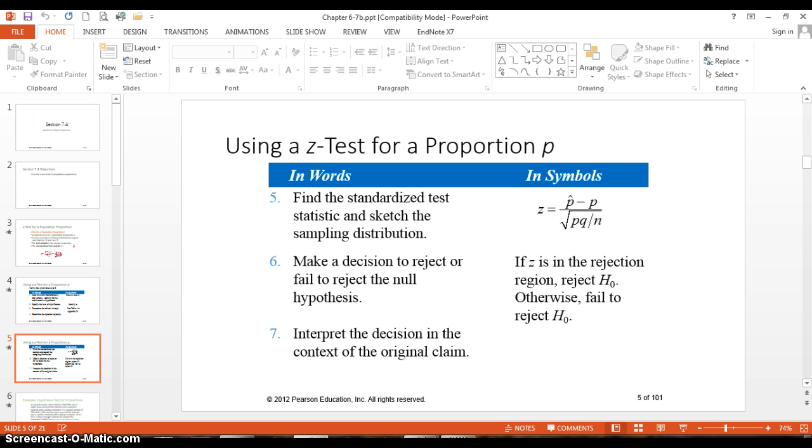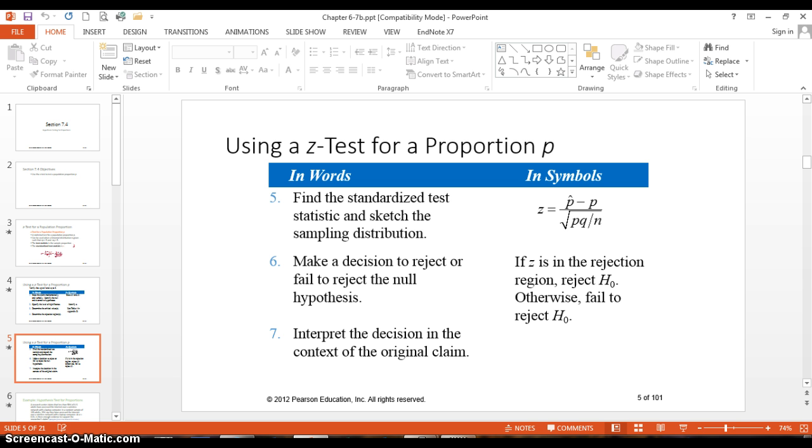Afterwards, you're going to find the standardized test statistic, that's your z value, and then sketch it on the normal curve. And then if the z value that you calculate falls in the rejection region, you reject H0. The H0 is no mo. Otherwise, you fail to reject H0. And then you make a decision based on your original claim.